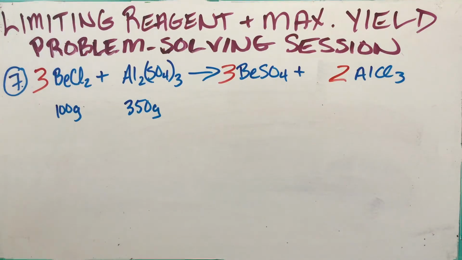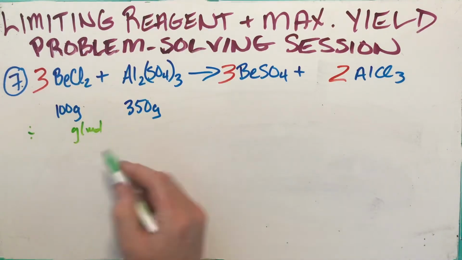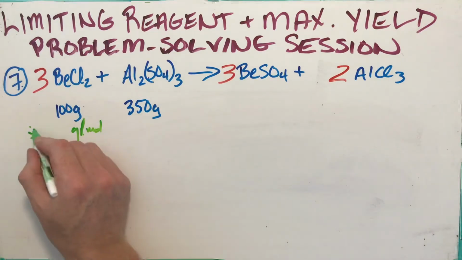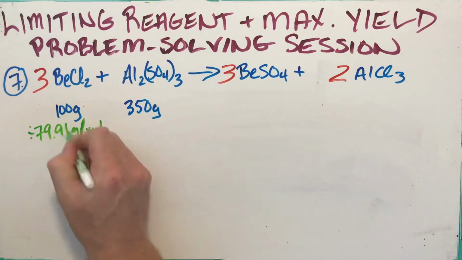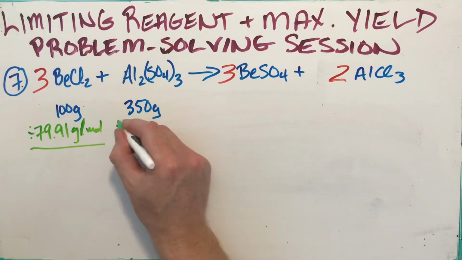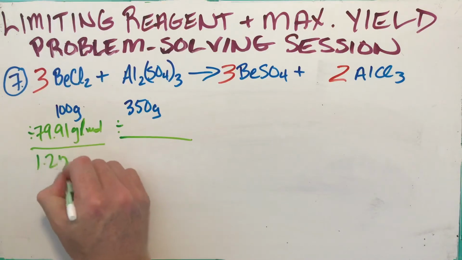The first step, find that limiting reagent. I've got this and this. I've got to find the limiting reagent. I'm going to turn them both into moles. I will do my answer in green. So for this one I'm going to divide by the grams per mole for BeCl2, and that ends up being 79.91 grams per mole. When I divide this out, I get 1.25 moles.